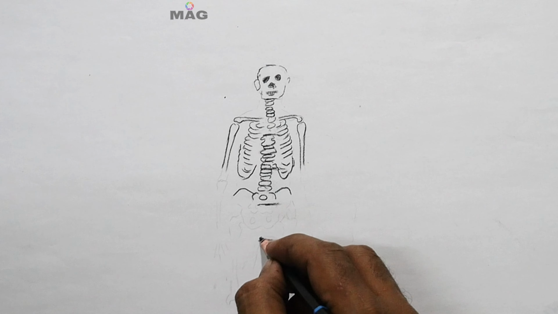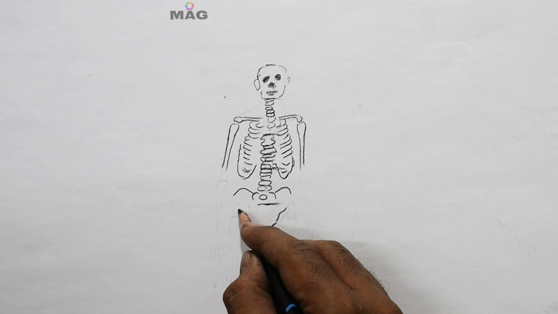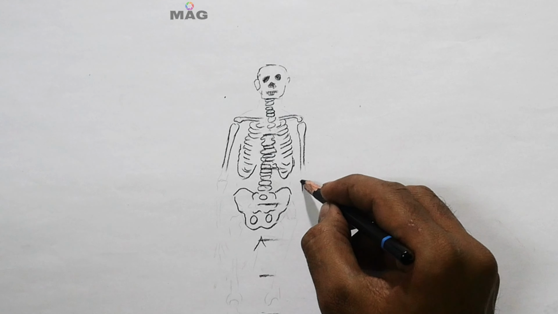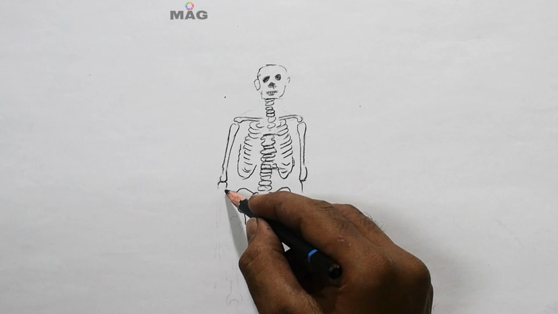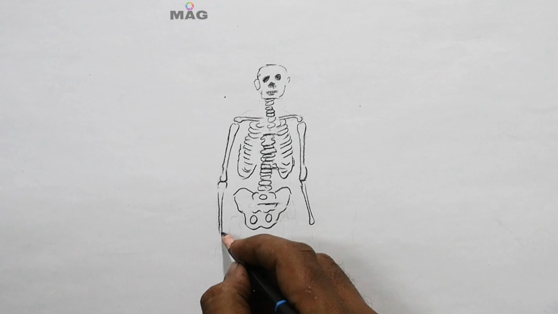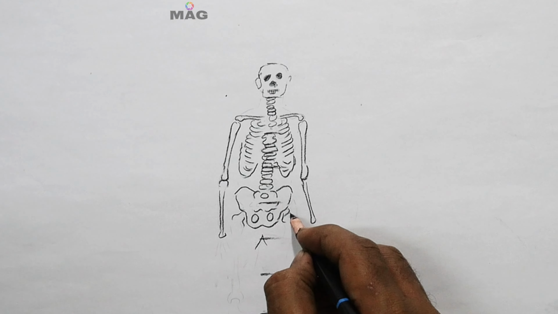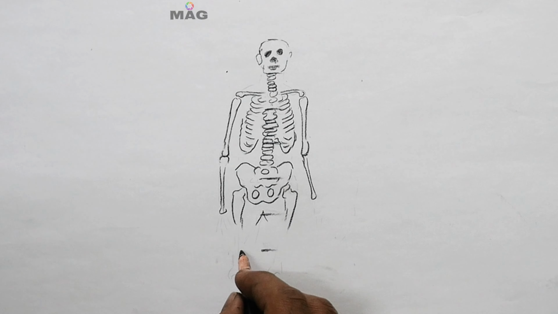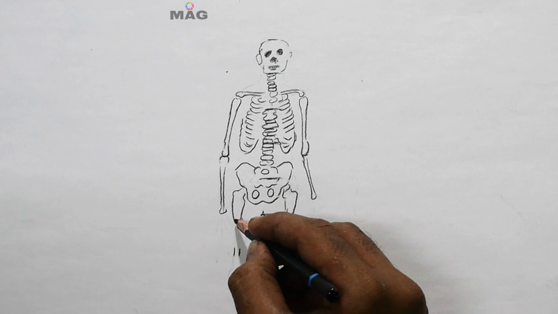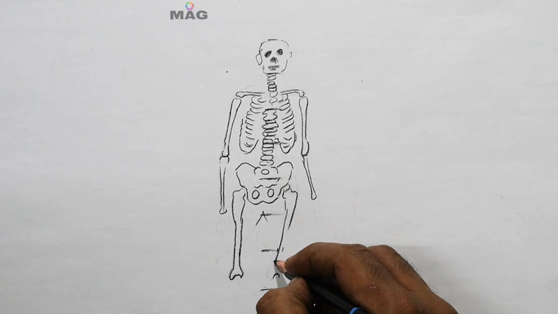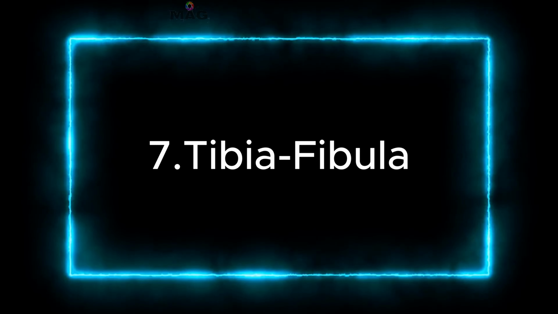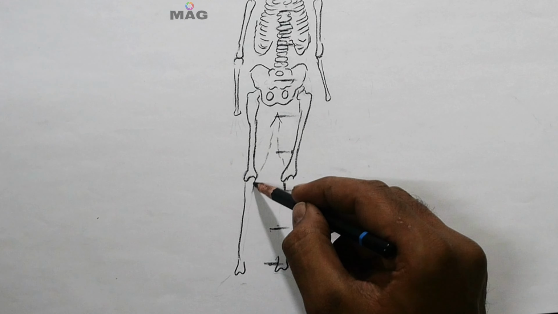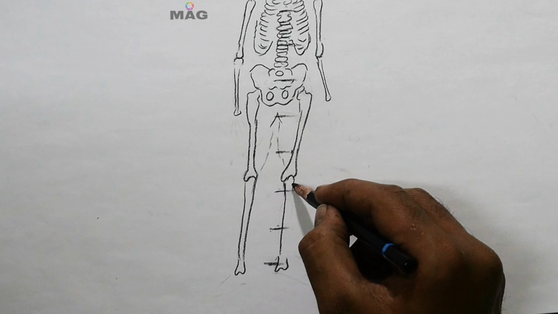Fifth part. Radius. Sixth part. Femur. Seventh part. Tibia and fibula. Eighth part.